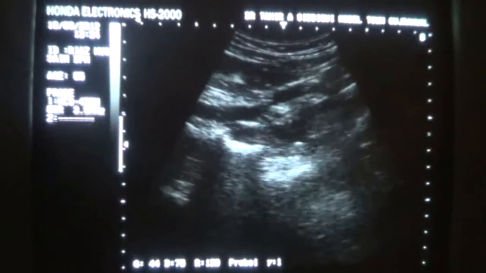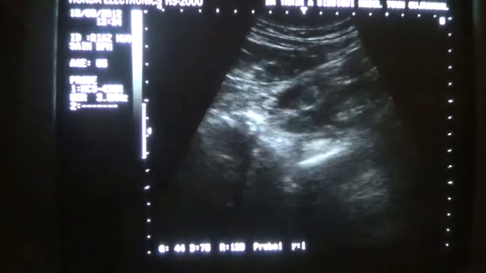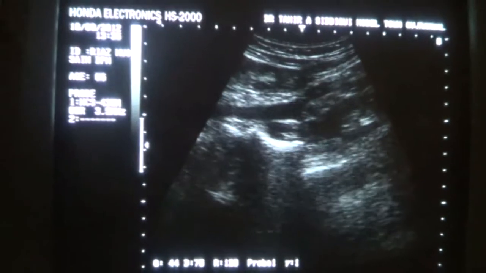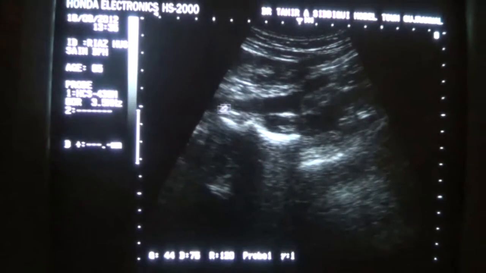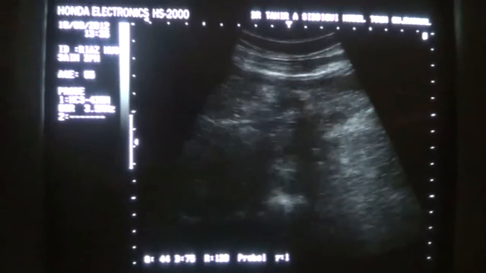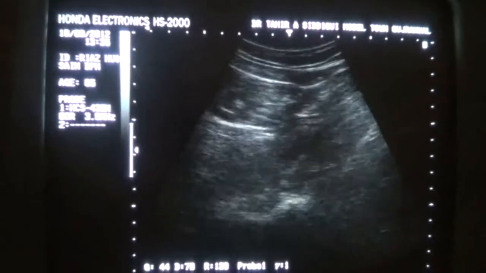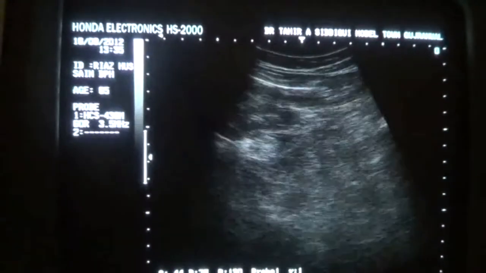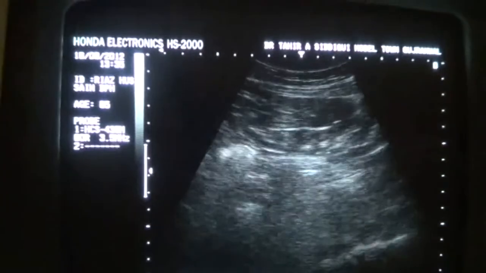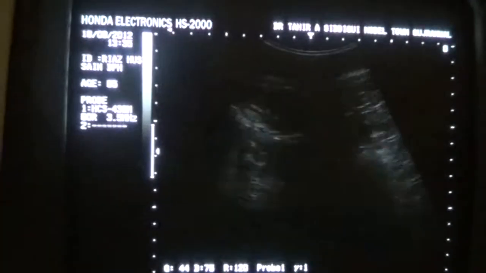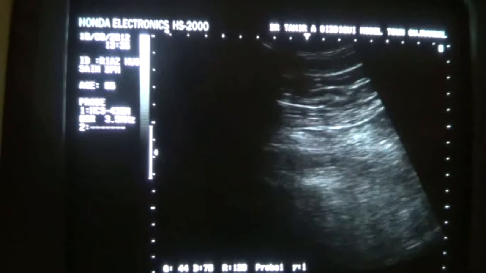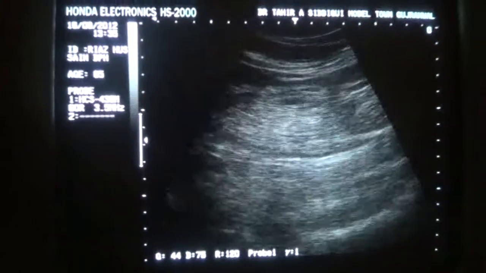5 years old male, to rule out any KUB pathology. These are the iliac vessels, left iliac vessels, and here we see the right iliac vessel.